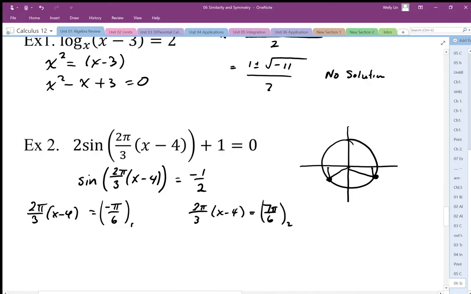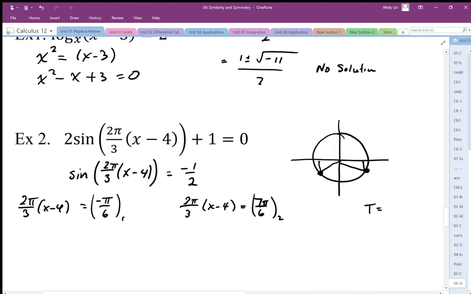So those are my main angles, and I just have repetitions of those. Now, to get the repetitions, I really need to know the period of this function. If I look at this, this is already in the period form. The period is 3. So when I do my repetitions, I have to make sure that these solutions repeat with a period of 3.